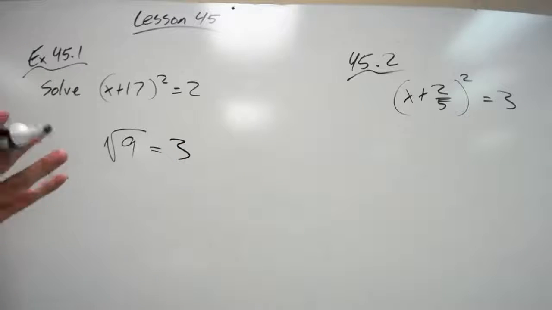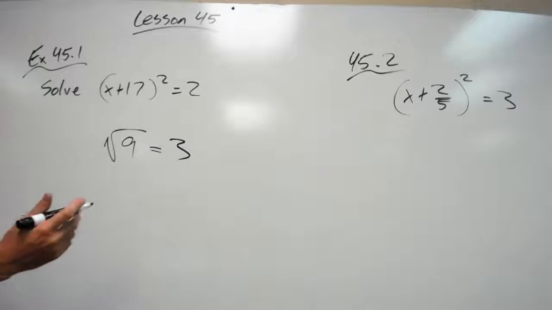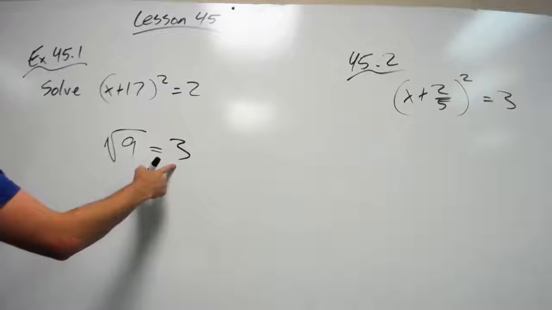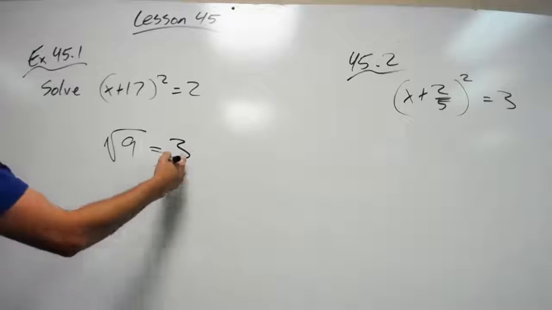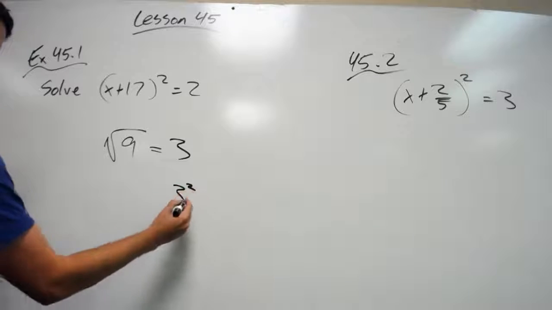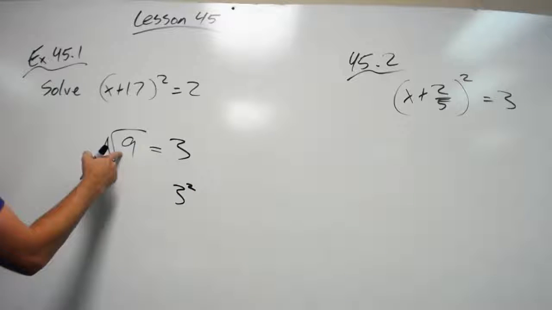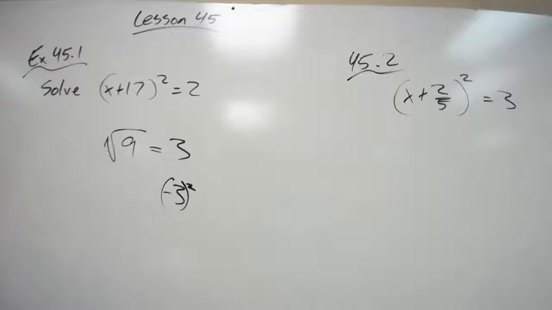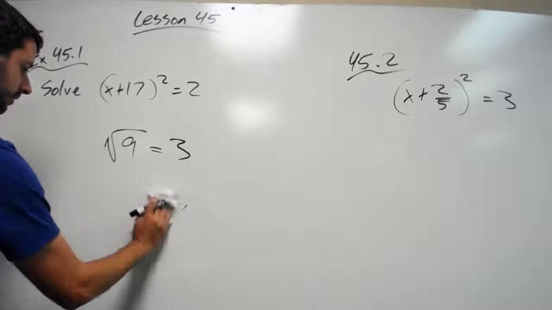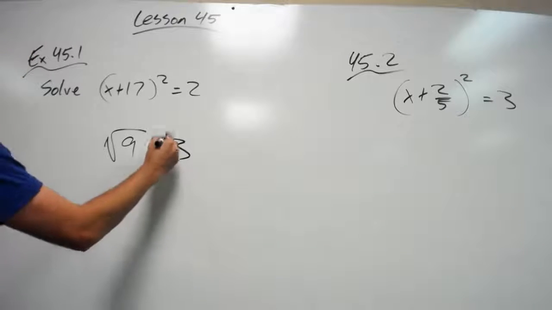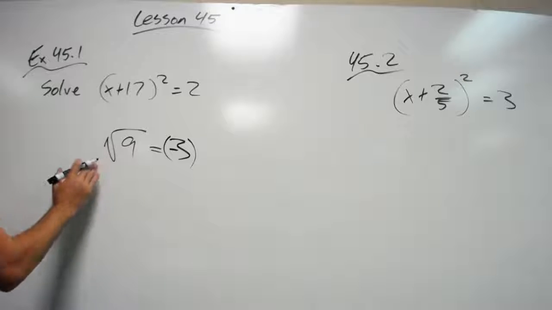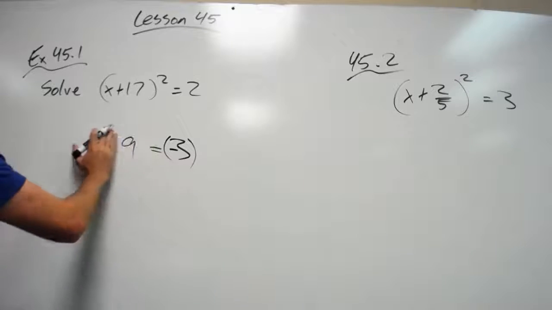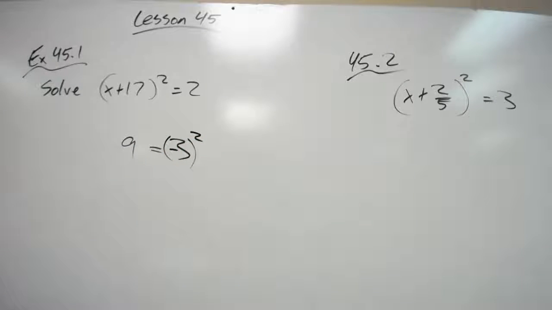Well, everything you know is slightly wrong. That is true. However, this is the same as saying 3 squared equals 9, right? What if we have negative 3 squared? Well, that would also equal 9. So the square root of 9 could actually be a negative 3, because negative 3 squared would be 9.